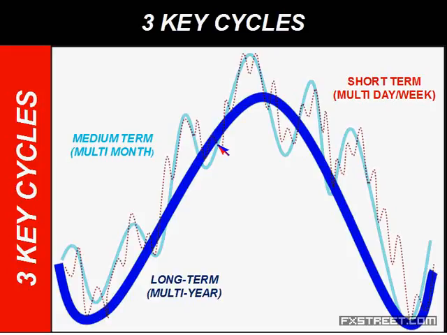We have the big fat blue line, which is the long-term, multi-year cycle. We have the medium-term, multi-month trend or cycle, which is the light blue line. And then we have the red dotted line, which is the short-term, multi-day, multi-week cycle.